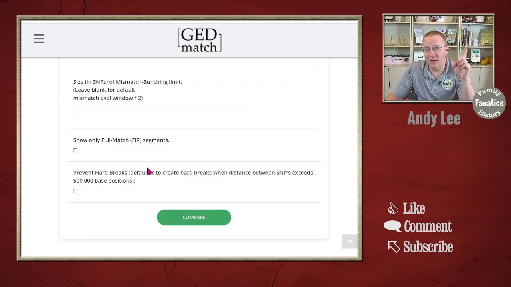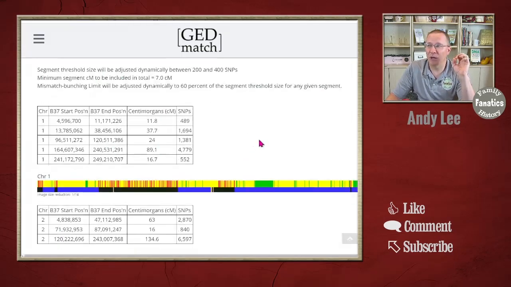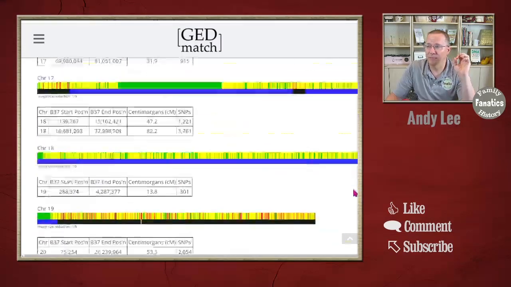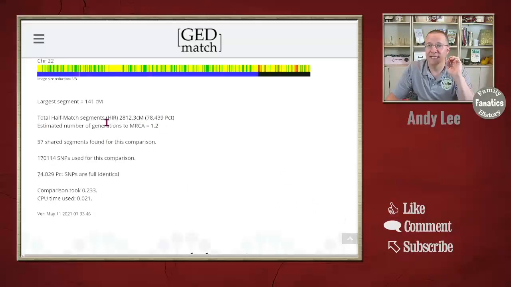Let's unclick that fully matched, and this is probably more of what we would want to see, which is just the half match. Since almost all of your matches are just going to be half matched, that is typically what people are talking about when they say how big of a match they have.